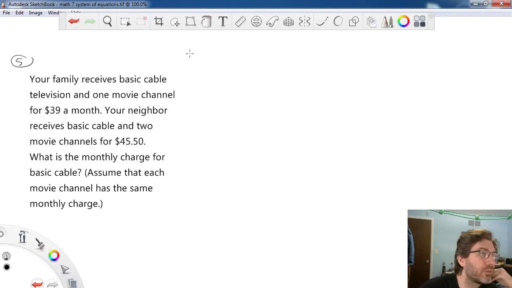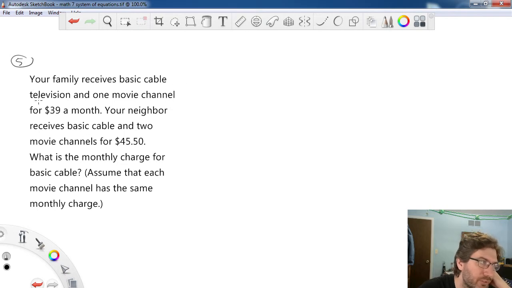So looking at that, I'll read the whole thing. Your neighbor receives basic cable and 2 movie channels for $45.50. What is the monthly charge for basic cable? Assume that each movie channel has the same charge. So we're really only looking for basic cable's price. So keep that in mind. We only really care about basic cable, but we'll find how much the movie channels cost and how much basic cable does. But it's really just asking for basic cable.